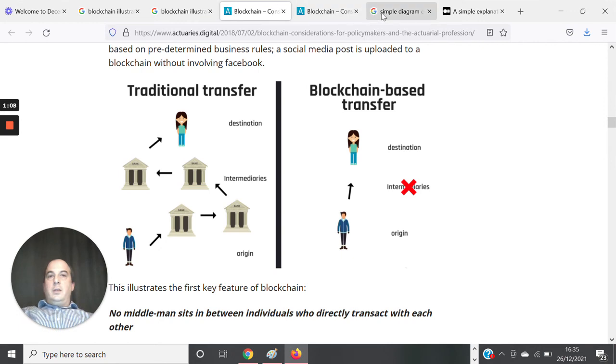And then this diagram I thought was interesting as well, because it shows the power of blockchain technology or decentralized finance. Here we see traditional transfer of funds has to go through all these intermediaries before it gets to the destination, whereas with blockchain-based transfer, the transaction goes from origin to destination and cuts out the middleman, so to speak.